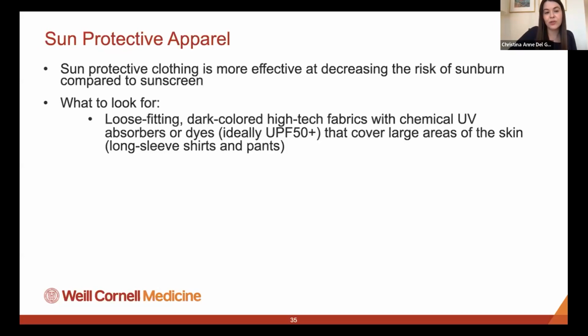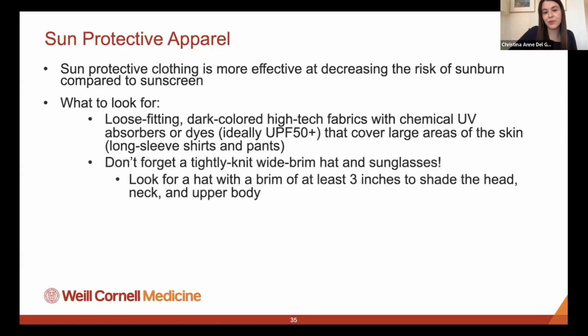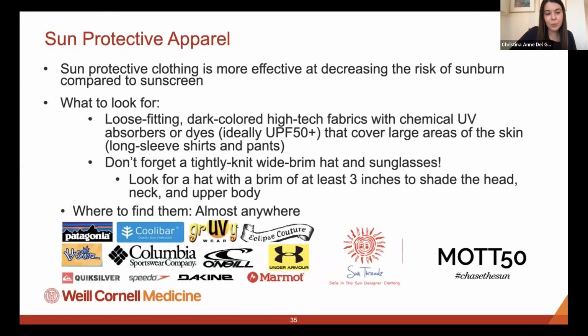You want to look for loose fitting, dark colored fabrics with chemical UV absorbers or dyes, and you want to look for the designation UPF 50, and ideally cover yourself as much as you can, long sleeve shirts and pants. And these often you can find in very light fabrics that are not overly hot. So this is a really great option, especially if you're going to be outside for a long time. And then never forget your wide brim hat and sunglasses, and you want at least 3 inches on the brim of your hat to get the best circumferential protection.